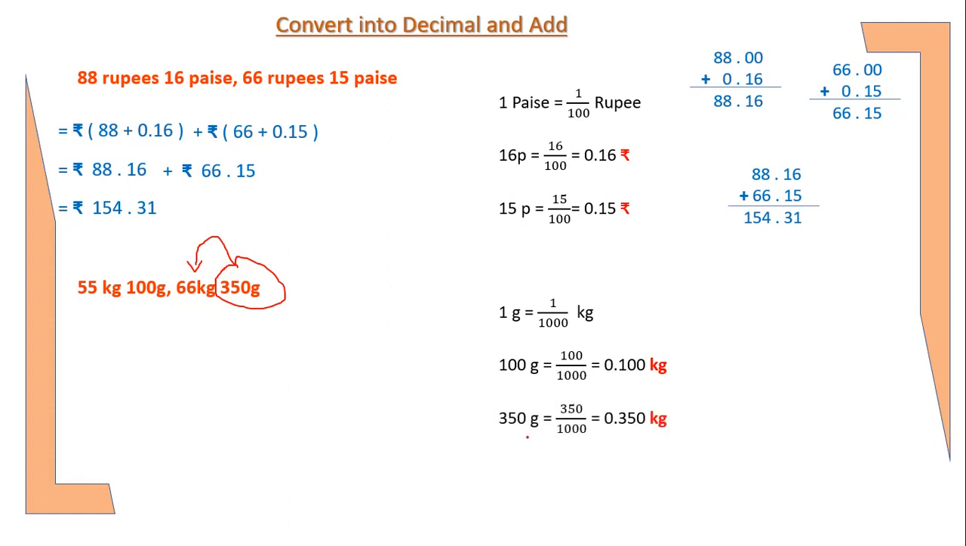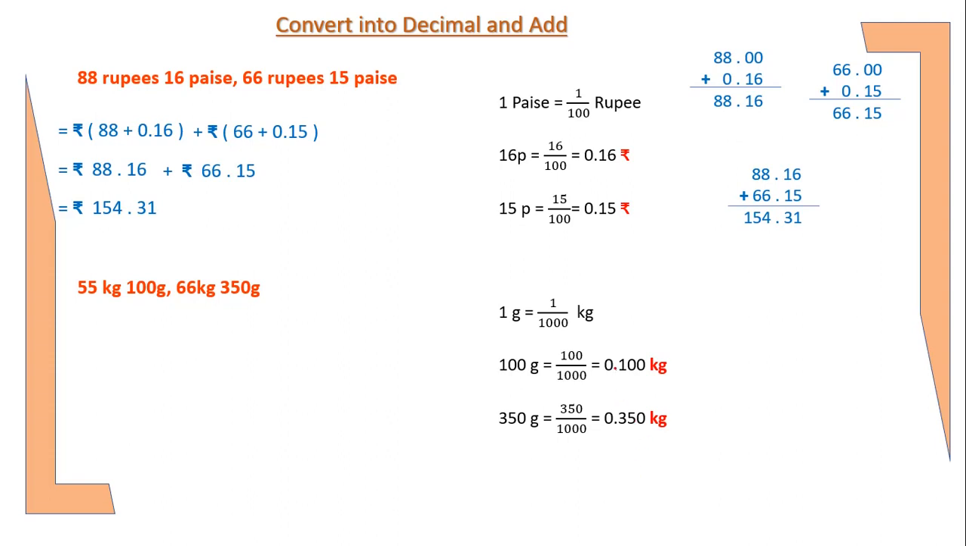Same way I will convert the second one, that is 350 grams, to kg. 350 gram is equal to 350 by 1000. After converting this fraction to decimal, we will get 0.350 kg. In this, there is a 1000 in the denominator. Because of that, I got 3 decimal places in the answer. Those who don't know how to convert fractions into decimals, you can watch my previous videos. I will provide the link in the description box.